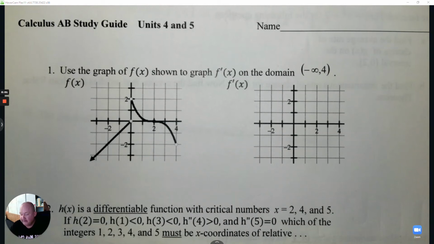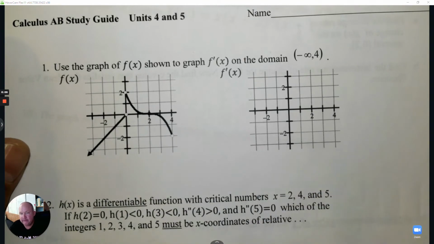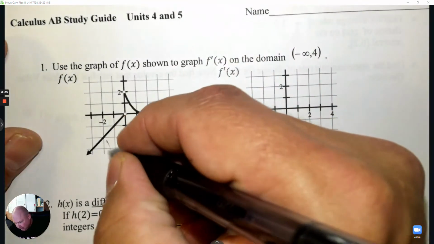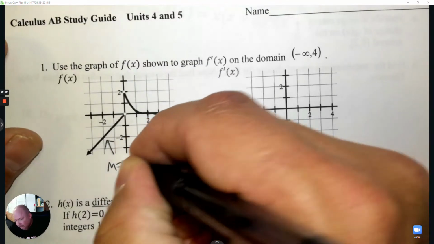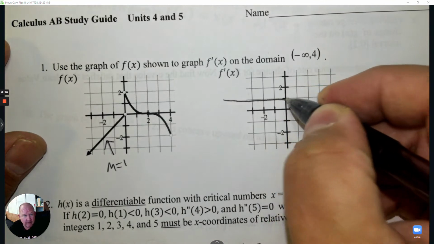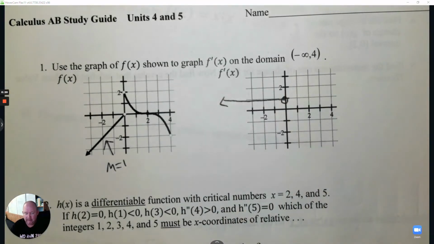All right, here's the study guide solutions. Number one is to graph the derivative of this. When I have a line and take the derivative, I'm looking for the slope. So the slope of this line is 1. So I'm going to draw a horizontal line at 1 all the way up to 0. So there's the beginning part of the graph.